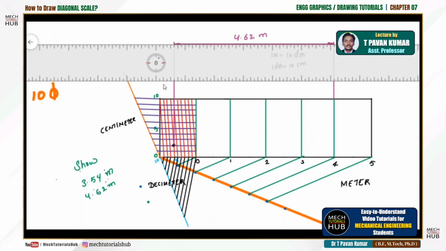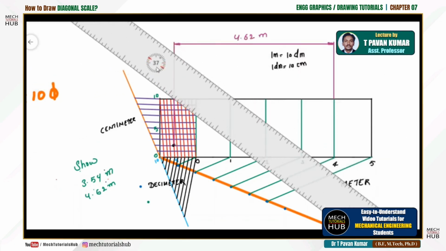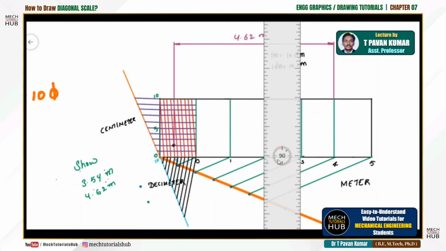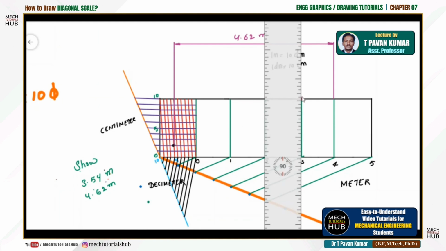So this is what I said in the beginning, that it can read up to 2 decimal points. Okay, 2 decimal points and 3 units, meters, decimeter, centimeter. Again, I'll place one of the legs on third division because I would like to show 3.54 meters, and draw a vertical extension, and the point I need to mark is 0.54.